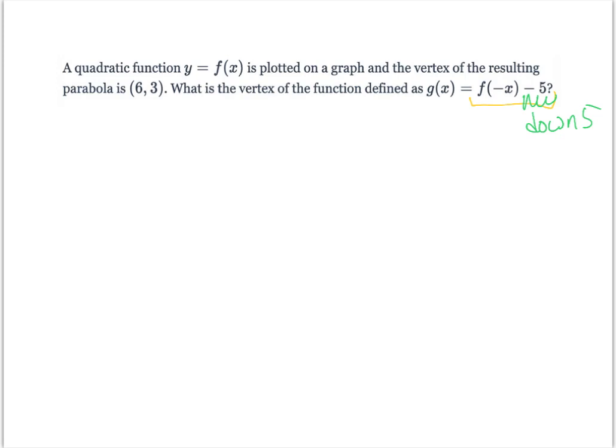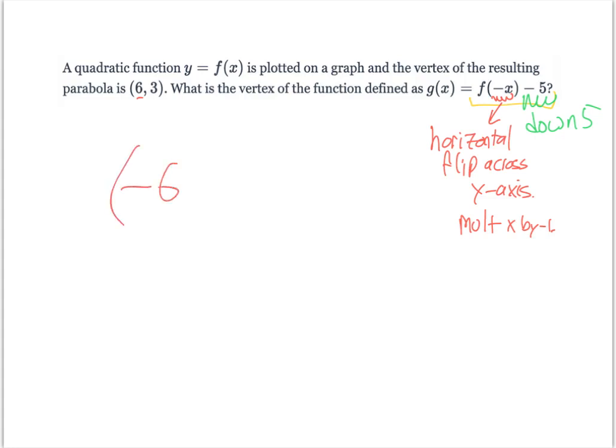And then I've got a -x. That's something we haven't seen yet on this one. That's going to be a horizontal flip. It's going to be across the y-axis. And one way for us to think about this is we're going to multiply x values by -1. So if we've got 6, that's going to become -6 when I multiply that. And down 5 is going to go from 3 to -2. The new coordinates of the vertex are -6, -2.